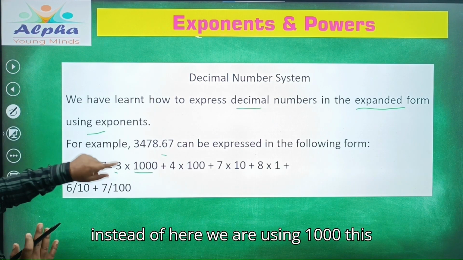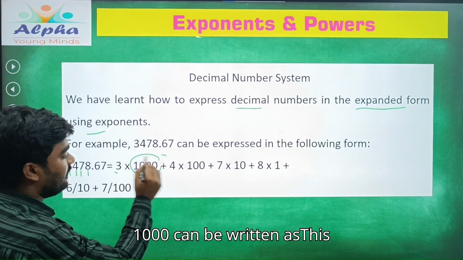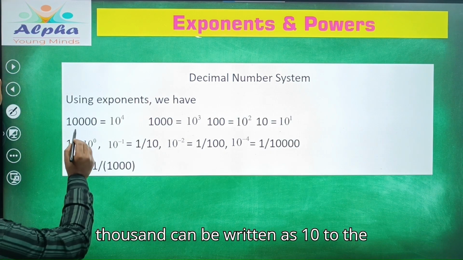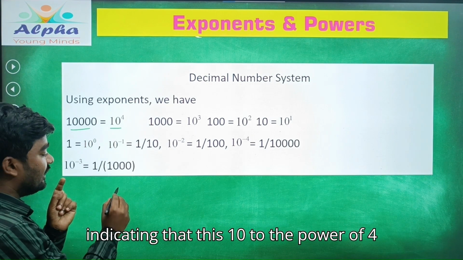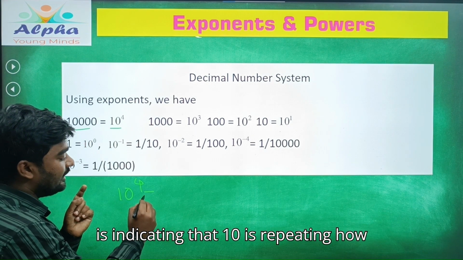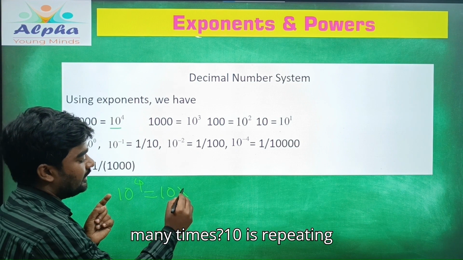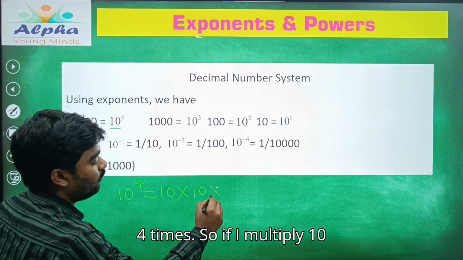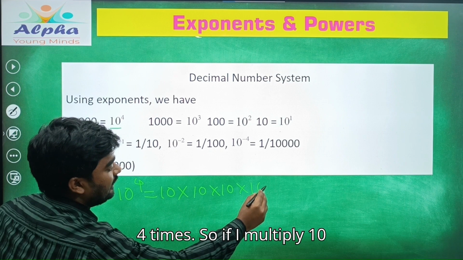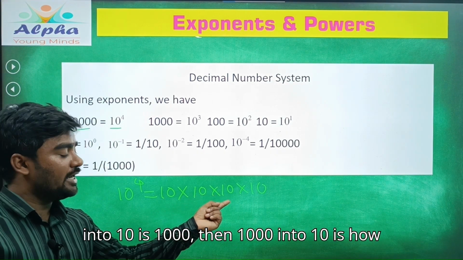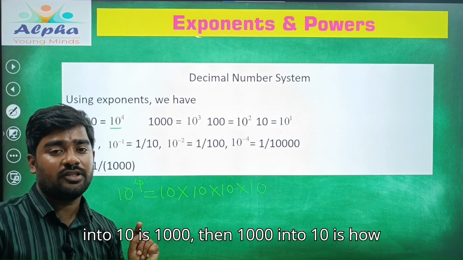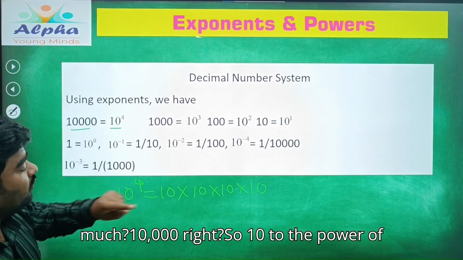Instead of using 1000 here, 10,000 can be written as 10 to the power of 4. It indicates that 10 is repeating 4 times. If I multiply 10 into 10 is 100, then 100 into 10 is 1000, then 1000 into 10 is 10,000. So 10 to the power of 4.